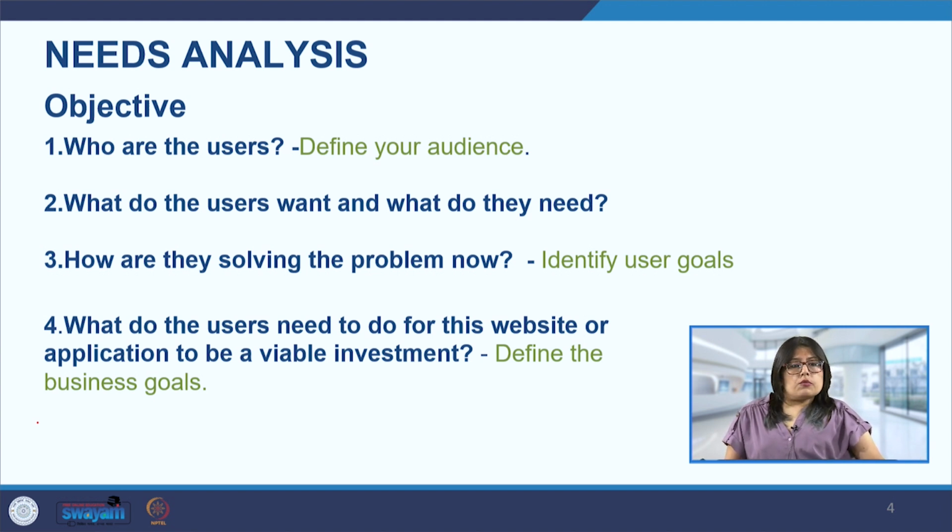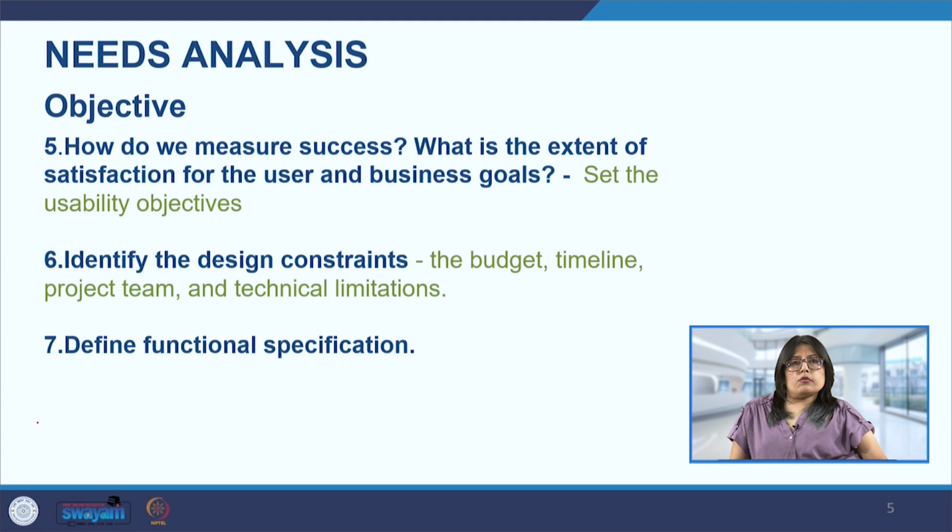So the user, since now they are actively involved in the business as well, so they have maybe availed the offer of free delivery, so they are more likely to order from this particular website. So this also caters to the application that the user is using. So coming to the next point, which is, how do we measure success? What is the extent of satisfaction for the user and the business goals?